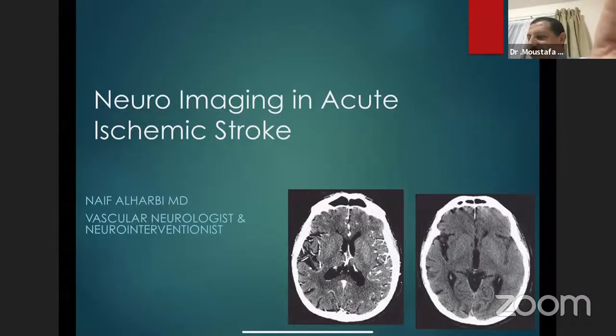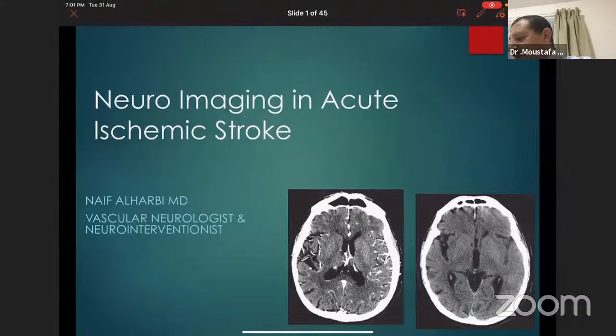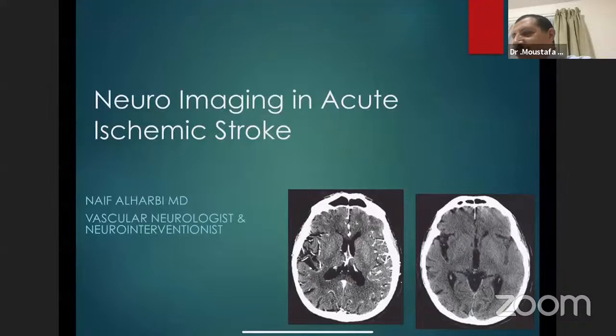I would like to thank our organizing committee for the successful organization of the symposium. And I want to have this chance to thank our team at King Fahd Hospital Jeddah, the Neurology Department, and the Stroke Unit for achieving GCI as a primary stroke center.